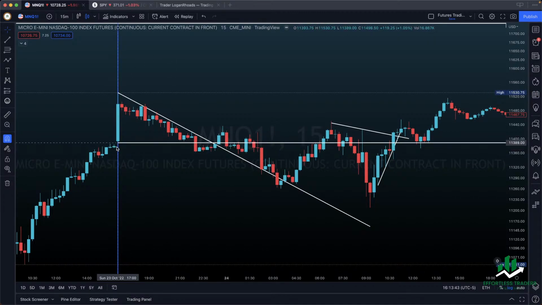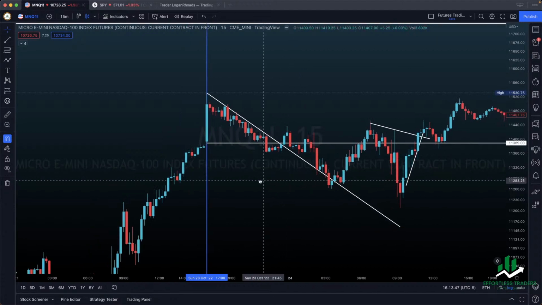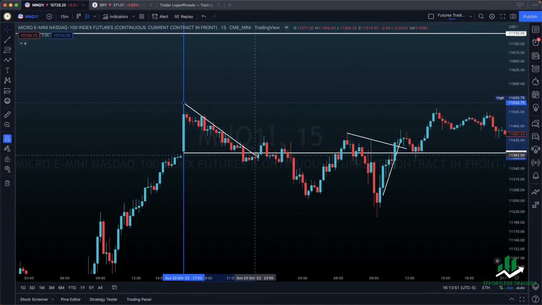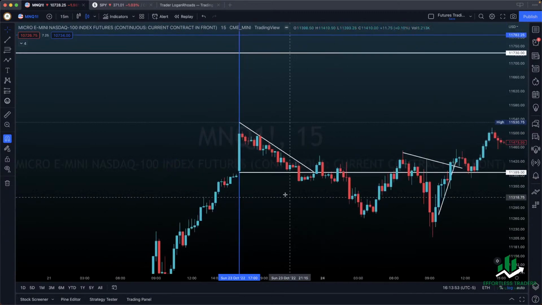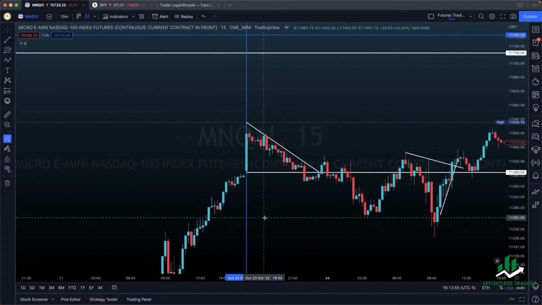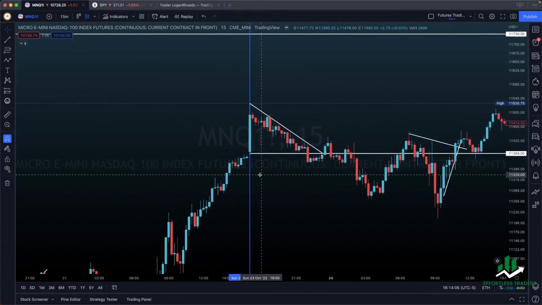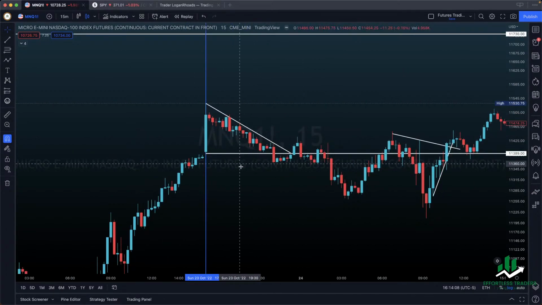So does that make sense to you guys? How it's literally just a flag? I mean, it looks just like a flag. Like this. There we go. So it's a flag here, and this is called a bull flag because it's a big green candle that we're going off of. But it's also called a pennant, right? This looks like a pennant trend.